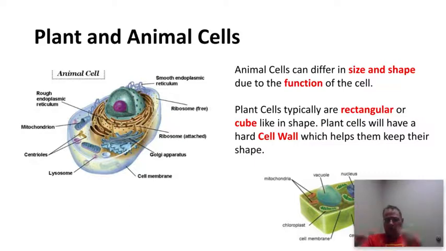Plant cells typically are going to be rectangular, or cube-like. The way you can think of this is like Lego bricks. We want to stack them on top of each other. Plants will have a hard cell wall, which helps keep their shape. The way I like to think of this is like those inflatable figures outside stores. They have that nylon, almost like kite material, and it's inflated. It gives it a shape with the air inside. But instead of nylon, it's kind of hard outside, and that's the plant cell wall. It gives it some structure.